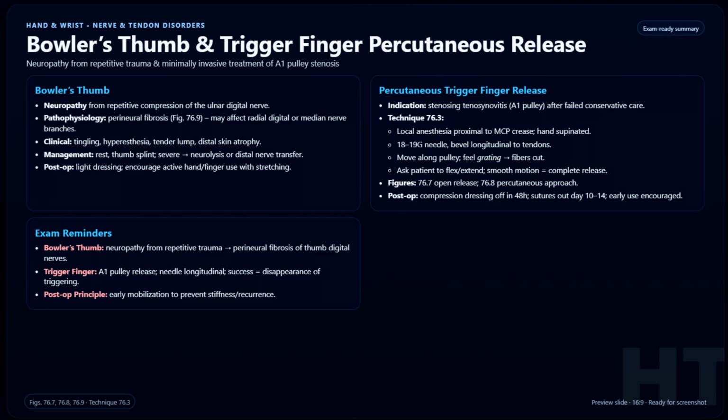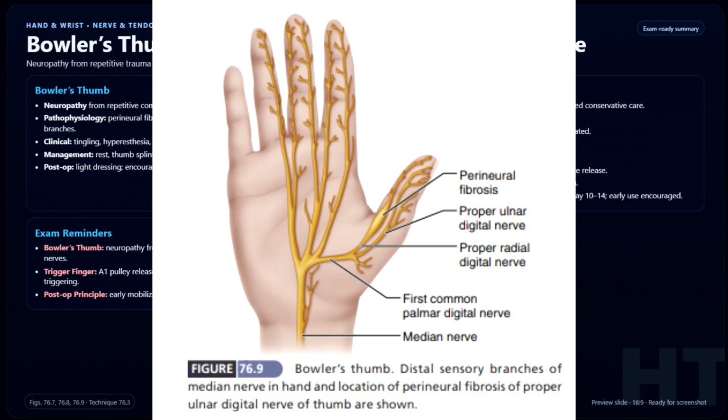Pathophysiology. The constant pressure leads to perineural fibrosis, which is a thickening and scarring process around the digital nerve. As illustrated in figure 76.9, the fibrosis most often involves the proper ulnar digital nerve of the thumb, but may also affect the proper radial digital nerve or even branches of the median nerve.